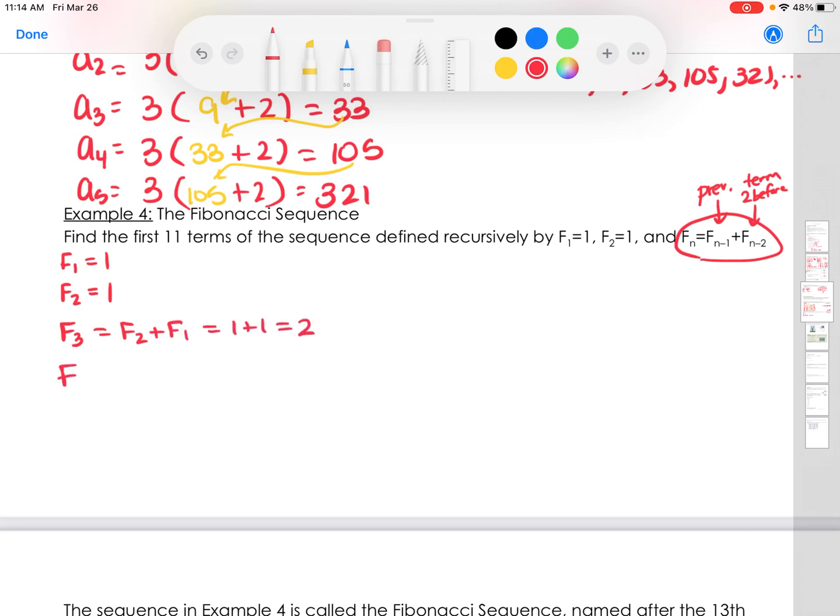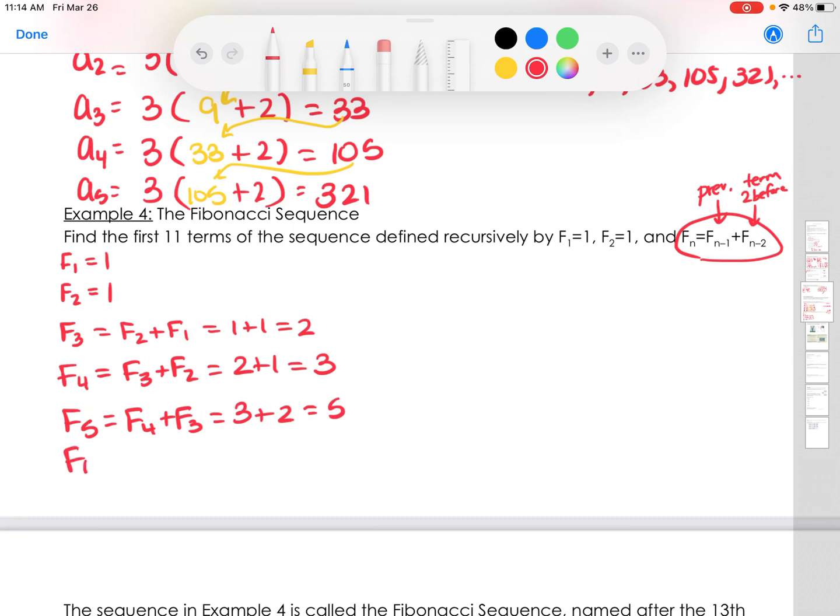And now for F4, or Fibonacci number 4, we're going to do F3 plus F2. So F3 is 2, F2 is 1. If we do F5, that's going to be the previous one plus the one before that. So that's going to be 3 plus 2, we get 5. So we're going to get this sequence. It's going to continue on. F6, we're just adding these together, we'll get 8. F7, we're going to get 8 plus 5. We're going to get 13.